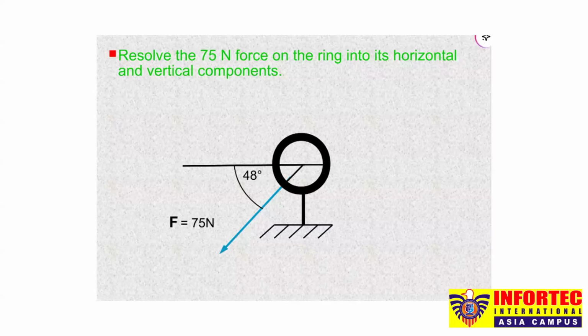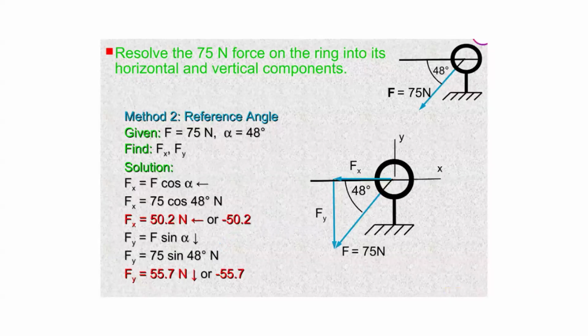Then how do we convert our vector into two components, one along the horizontal direction and the other along the vertical direction? You can see one ring here and a force F equal to 75 Newton is applied. The angle made with the horizontal direction is 48 degrees. The question is telling us to find the horizontal and vertical components of this force. I am going to convert it into two components, one along the x-axis and the other along the y-axis.